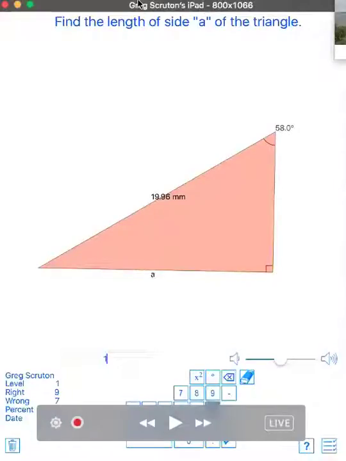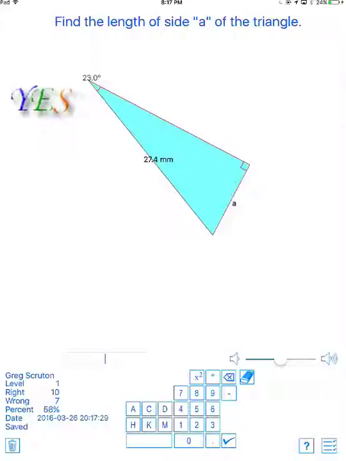All right, so let's go back to our program. 16.927 space millimeters. Then to check to see if we're right, we click on the check sign, and we're right.